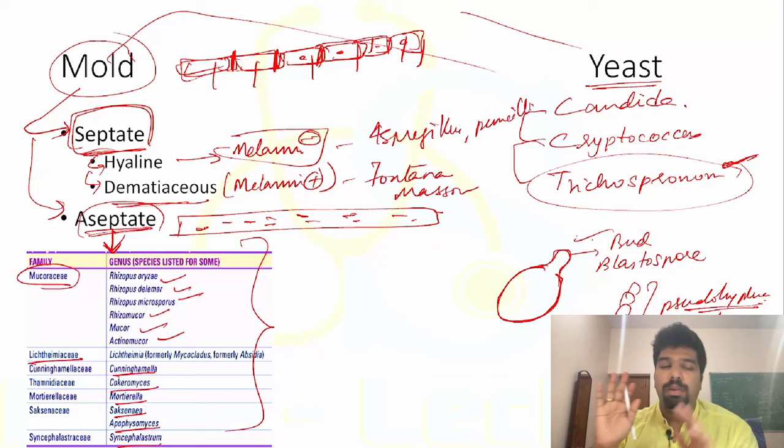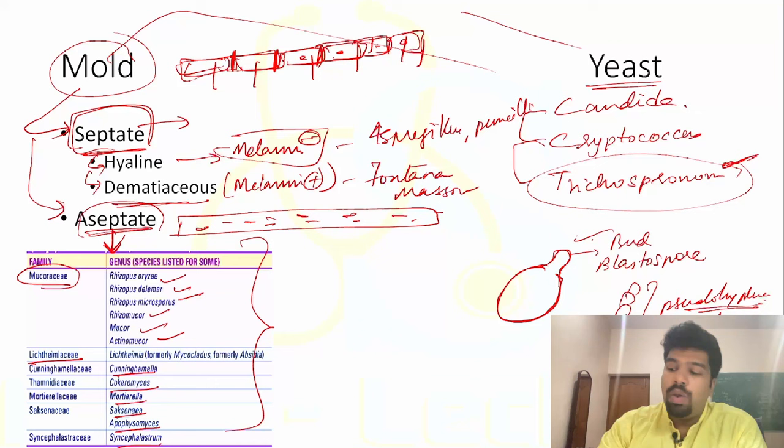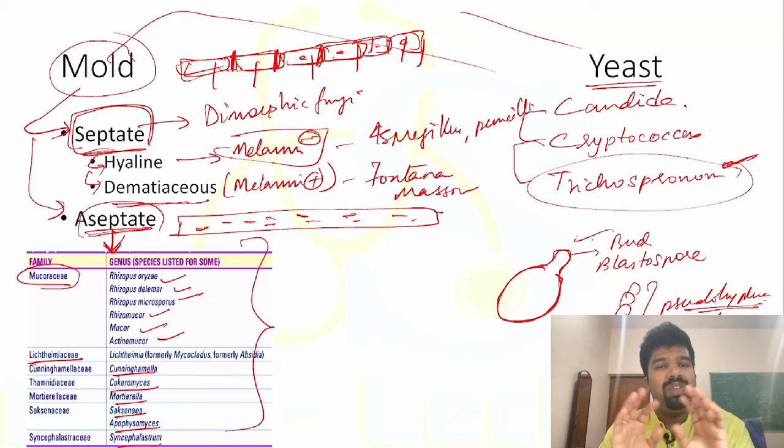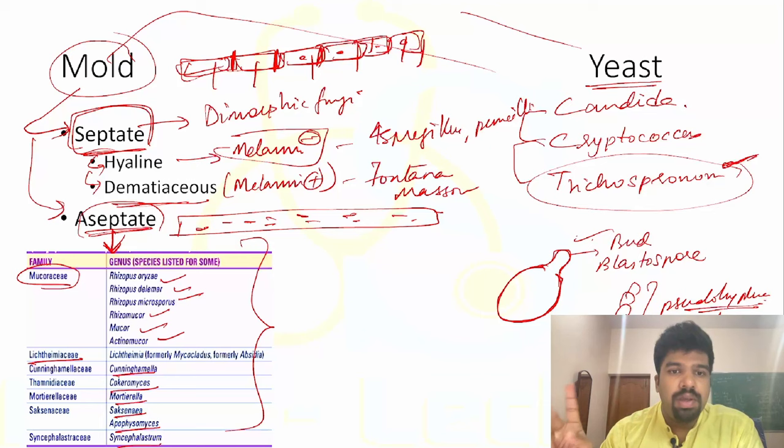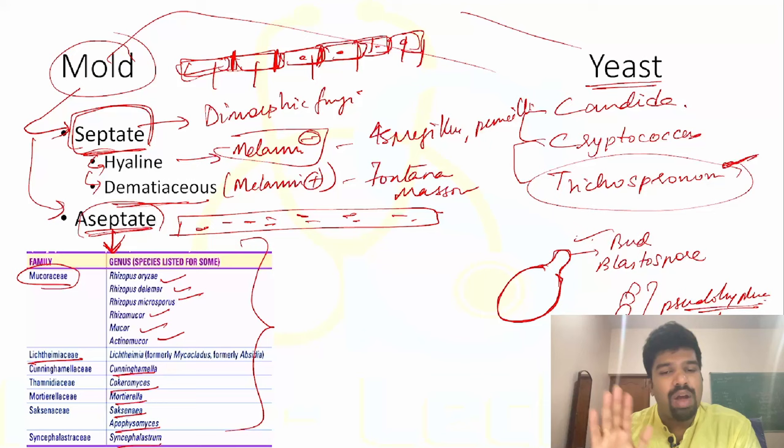Then in septate molds, you have another classification, which is basically dimorphic fungi. Dimorphic fungi are fungi which can be present as two different morphologies at two different temperatures. In the body, inciting a host response at 37 degrees Celsius, they appear as yeast. But outside in the atmosphere, as inhalational forms, they appear as mycelium. That is very important to know. That is called dimorphic fungi. One important thing about dimorphic fungi is that most of them are endemic also, but they're not the same. A lot of endemic fungi present in America and Africa are usually dimorphic, but you have dimorphic fungi elsewhere which are not endemic also.